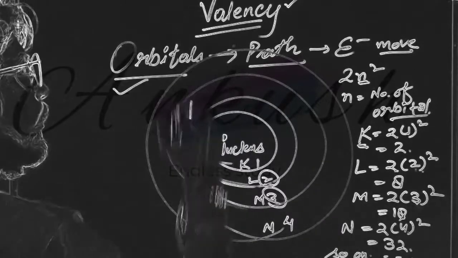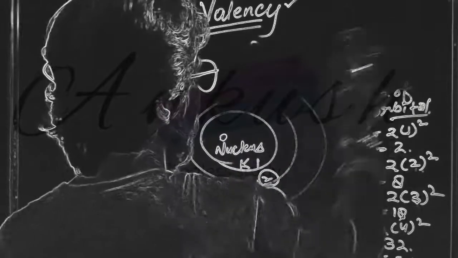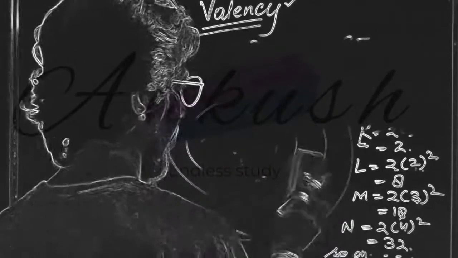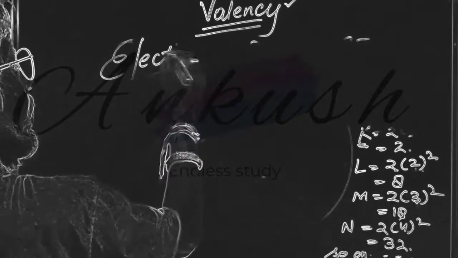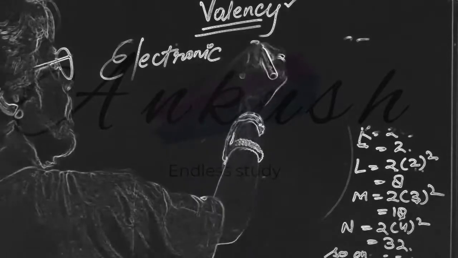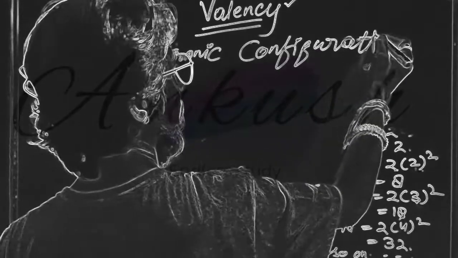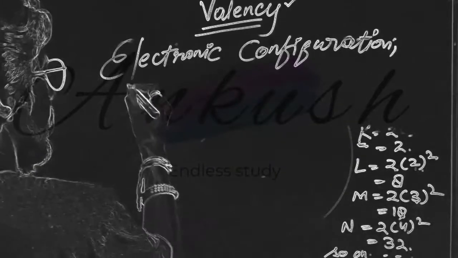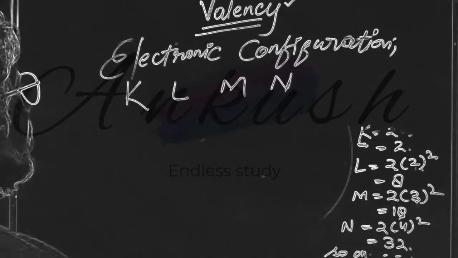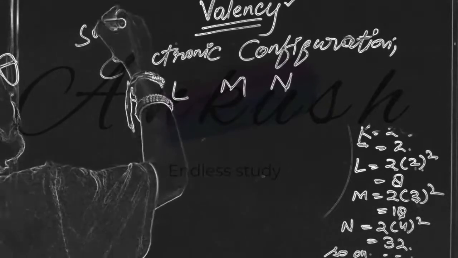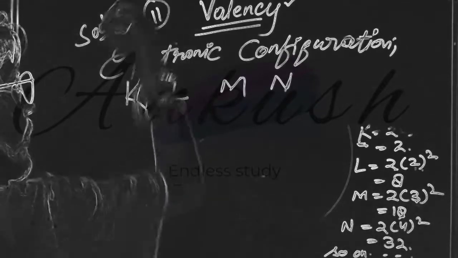Now we will go through finding out the valency. Before that, you must know about one more thing, that is electronic configuration. That is the number of electrons filled in each orbital. Suppose for example we take sodium. The atomic number of sodium is 11.